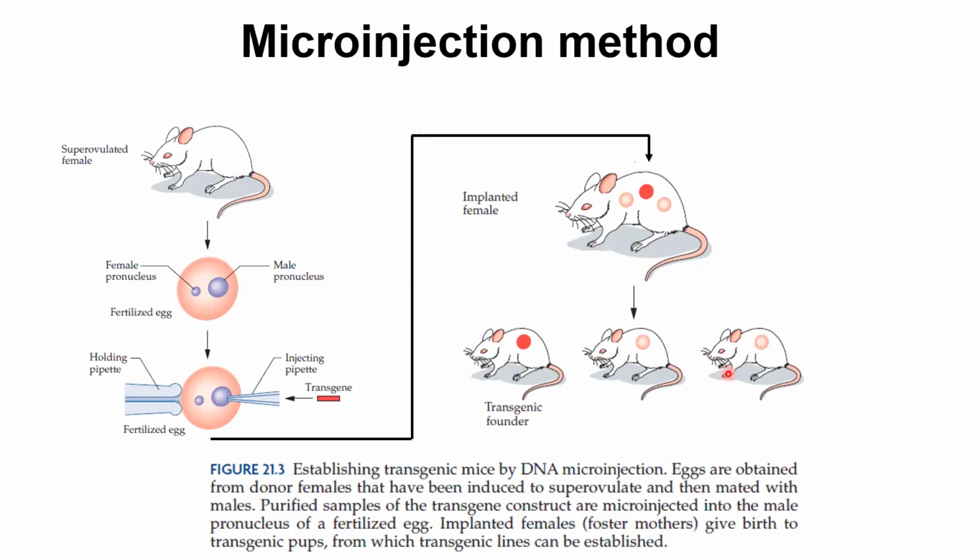But in this case, again, we have an implanted female, and then there are 3 pups. Which one is the transgenic founder? Again, we mention it here is this guy, but how do we know? We do not know. There's a certain process for this that I will discuss in the next few slides.